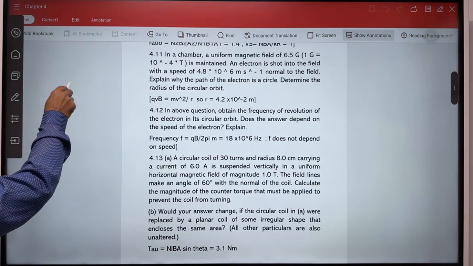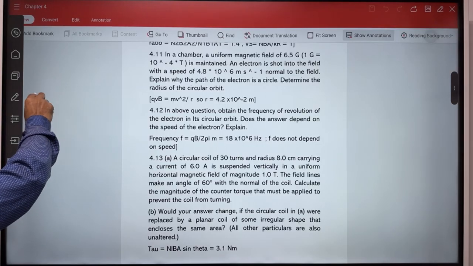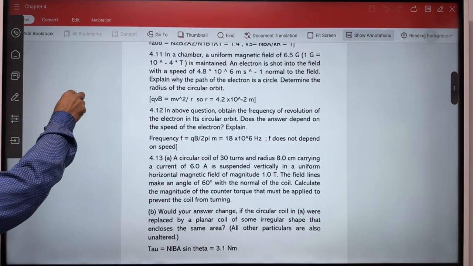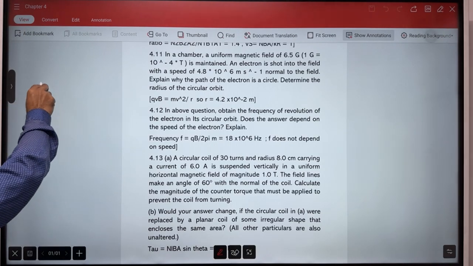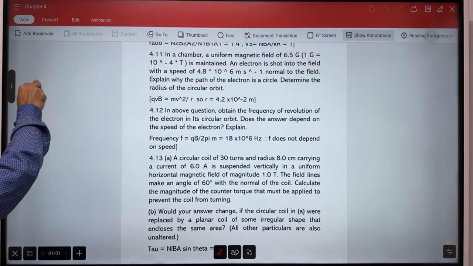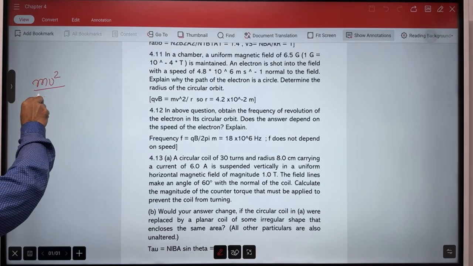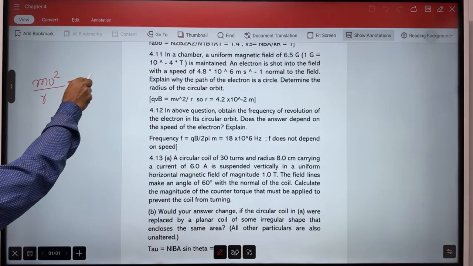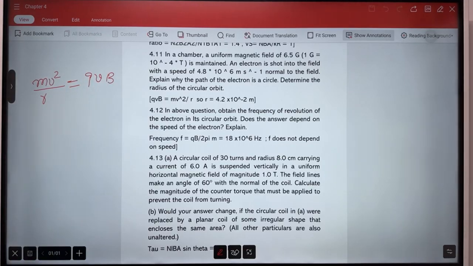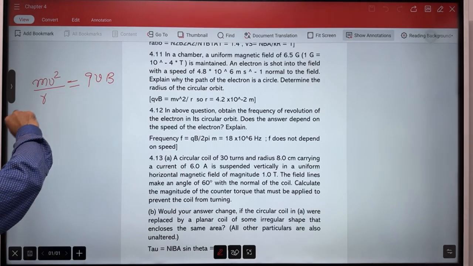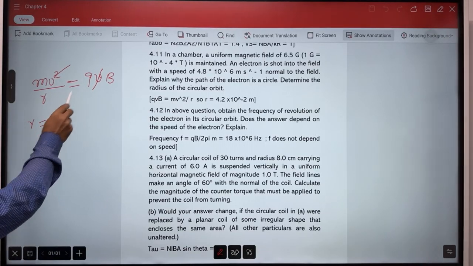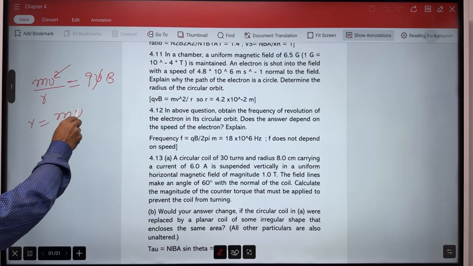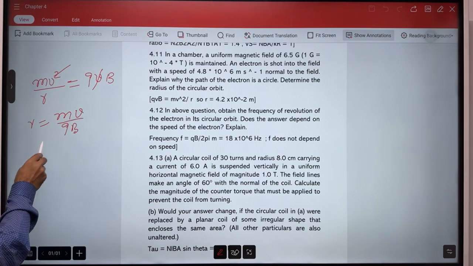So generally what happens? Centripetal force is provided by the magnetic field. That is why the particle goes in a circular path. So here we are going to evaluate the radius. If centripetal force is provided by magnetic force, then mv square upon r must be equal to qvB sin theta. Theta is 90 degrees because in our question it is given that it is normal to the field. So we cancel out, and our concern is to get the value of r. So r will be equal to mv upon qB.